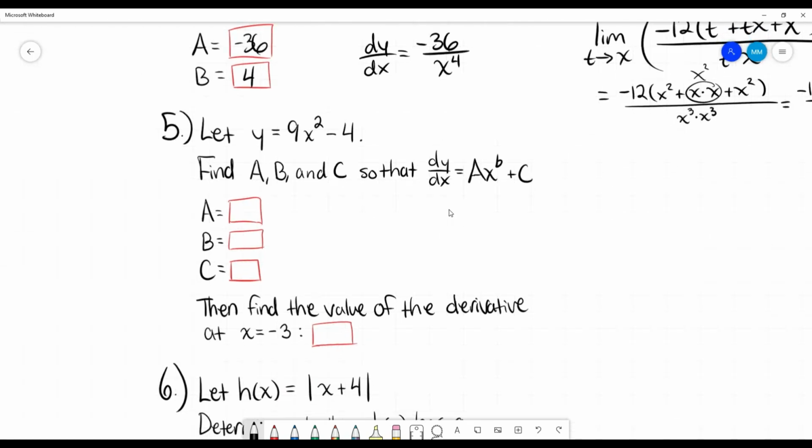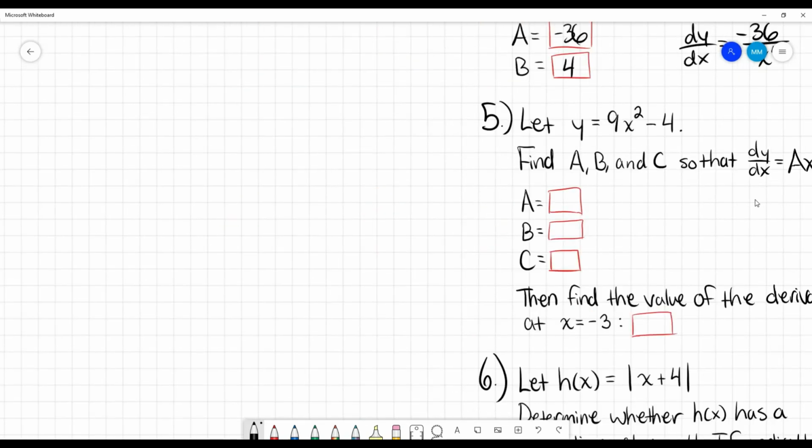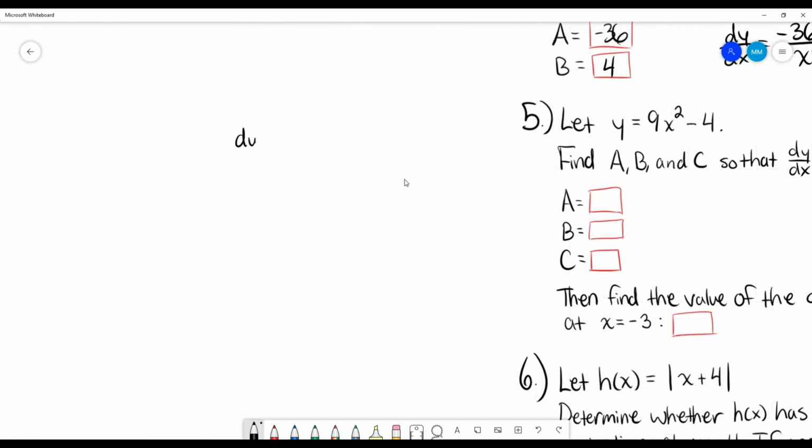All right, on to number 5, which is another problem just like that. We're doing the exact same thing still. So again, and I'm actually going to write it over here this time, dy dx is going to equal the limit as t approaches x of, in this case, our y is not a quotient, which actually makes it a little easier on us. So it's going to be 9 t squared minus 4 minus 9x squared minus 4, which turns it into a plus 4, and then over t minus x.